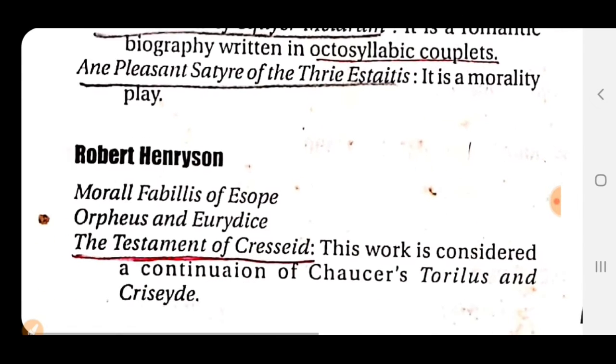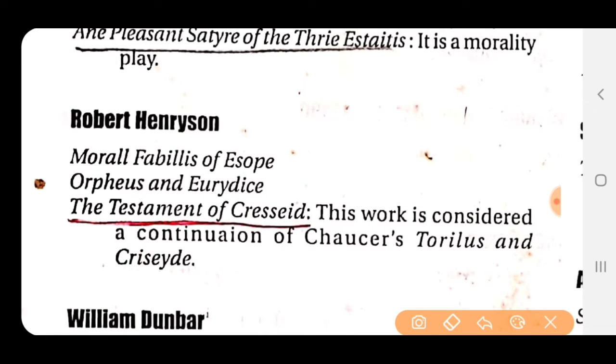Robert Henryson. Moral Fables of Aesop. Orpheus and Eurydice. Testament of Cresseid. This work is considered a continuation of Chaucer's Troilus and Criseyde.